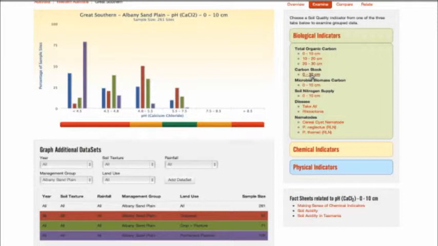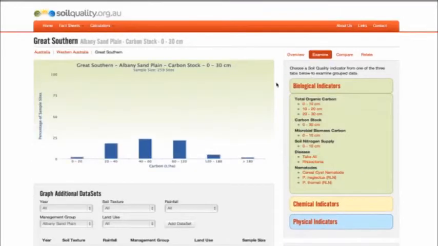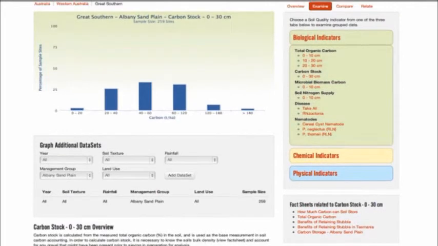Carbon stock is very similar. This is what the project was about. And you can get a look at what the carbon stock values are like. So all that's doing is presenting a range there. Again, we're in the same area, looking at the same sites, measuring carbon stock from 0 to 30 centimetres.